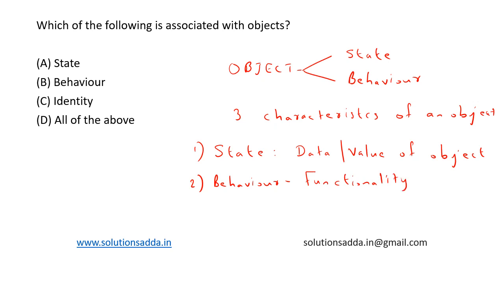Functionality of object. And the third property is identity. It is typically implemented via a unique ID. The value of the ID is not visible to the external user. So these three are the important characteristics associated with an object. So based on the options, D, all of the above is the correct answer.